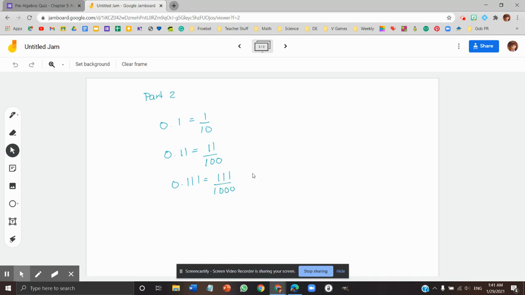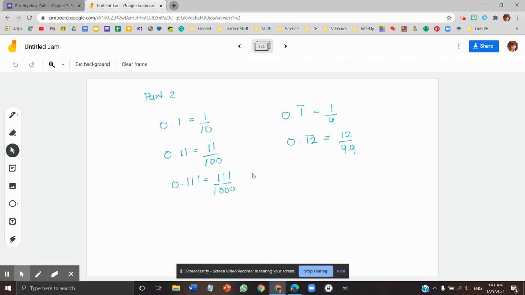You see the pattern? What if I have a repeating decimal? What if I have 0.1 where the 1 keeps repeating itself over and over? I told you we have a simple trick for that. You just have to put it over 9. Instead of 10, you will put it over 9. What if you have two numbers repeating, like 0.12, where 12 repeats over and over again? Then you're going to put the 12 over 99. You see the pattern?